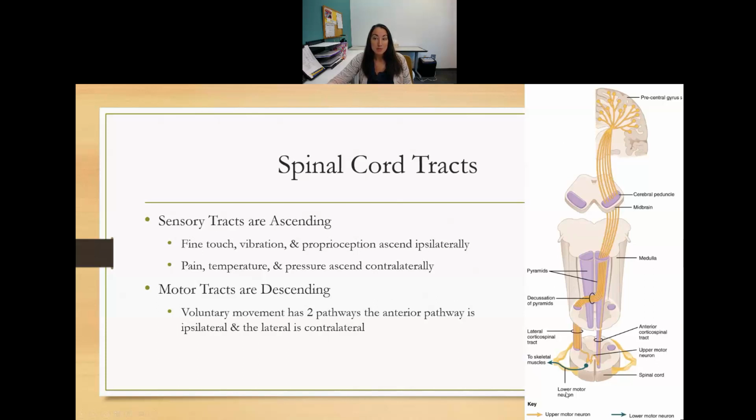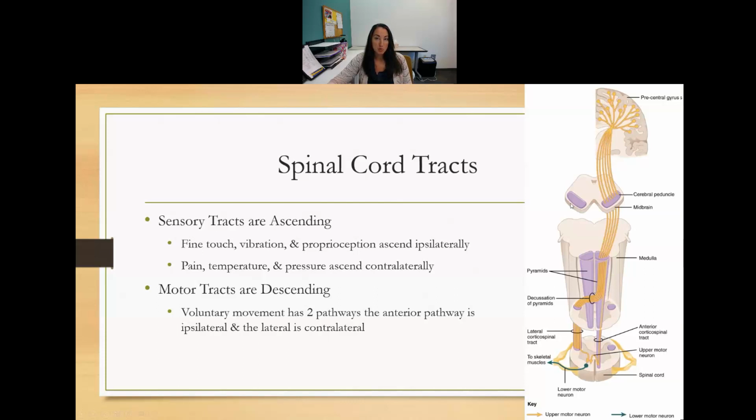There are others that cross to ascend contralaterally. So that's pain, temperature, and pressure. So usually it'll go up a level or so and then cross to the opposite side and continue going up the rest of the way on the opposite side of the spinal cord and then stay on that portion of the brain. So that signal is relayed on the opposite side of the brain.